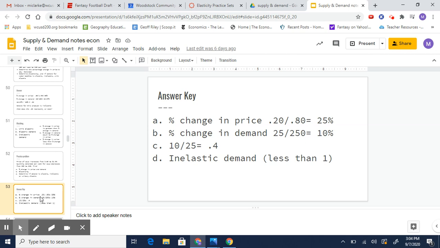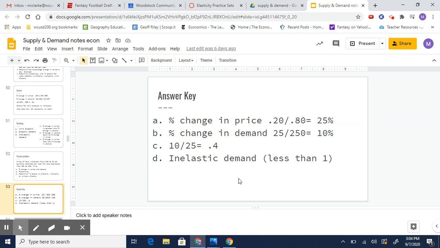Second part of A, you've got to find the percentage change in demand. So demand fell by 25 units of soup. The original demand was 250, so that means your percentage change in demand fell by 10%. So you've got a 25% increase in price and a 10% change in demand.